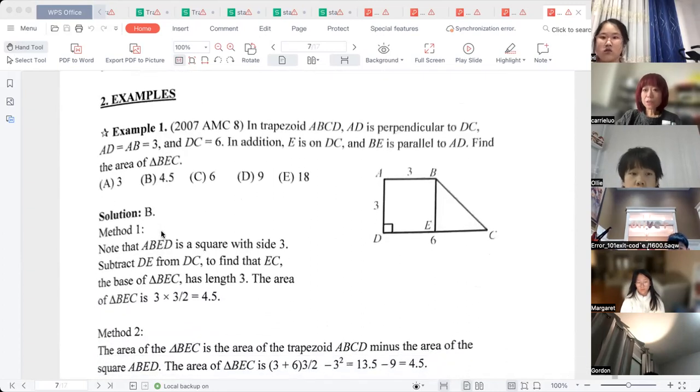So this question is a 2007 AMC 8 question. Pretty easy, this one, okay? In the trapezoid ABCD, AD is perpendicular to DC, and AD equals AB equals 3, and DC equals 6. So based on that, we can see this is 3 and this is also 3, right? And AB is parallel to DC, and find the area of BEC. 这个太简单，我们就不讲了啊。3乘以3除以2，so it's 4.5. This is pretty easy.